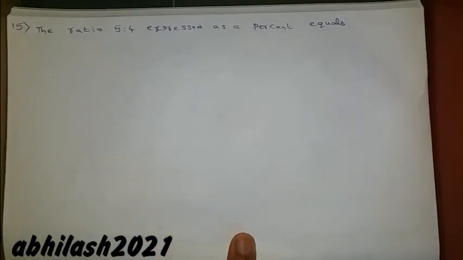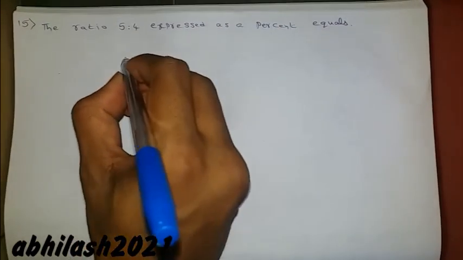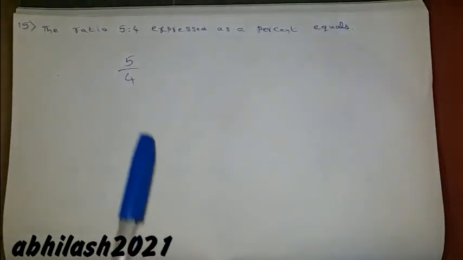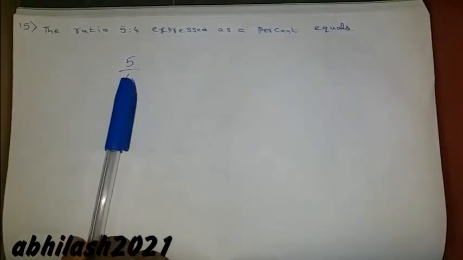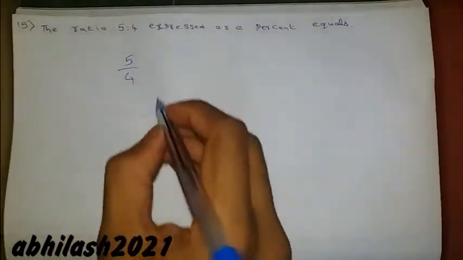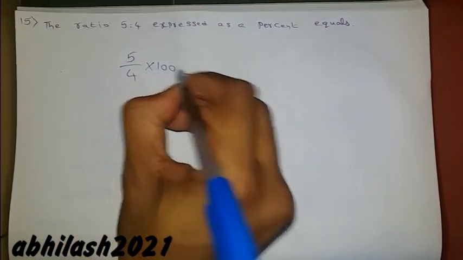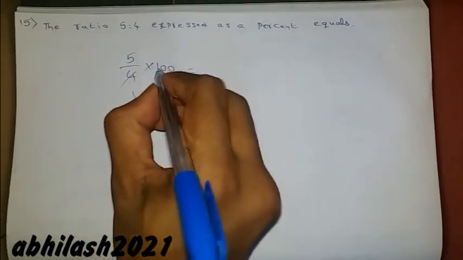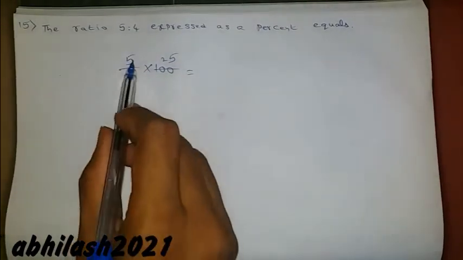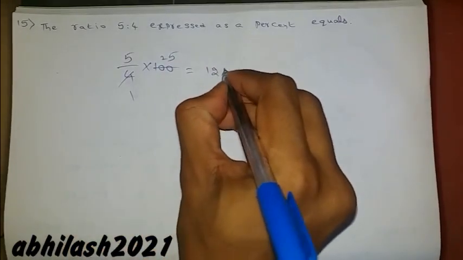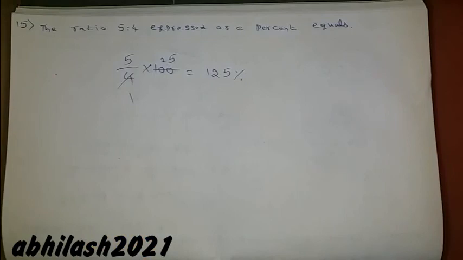Okay, let's move to the next question. The ratio 5:4 expressed as a percentage, then that will be equal to how much? Here 5:4 is nothing but 5 by 4. One fraction, we need to change this fraction to percentage. So simply multiply the given fraction by 100. So 4 ones are 4, 25s are, 5 into 25, 125 percentage.